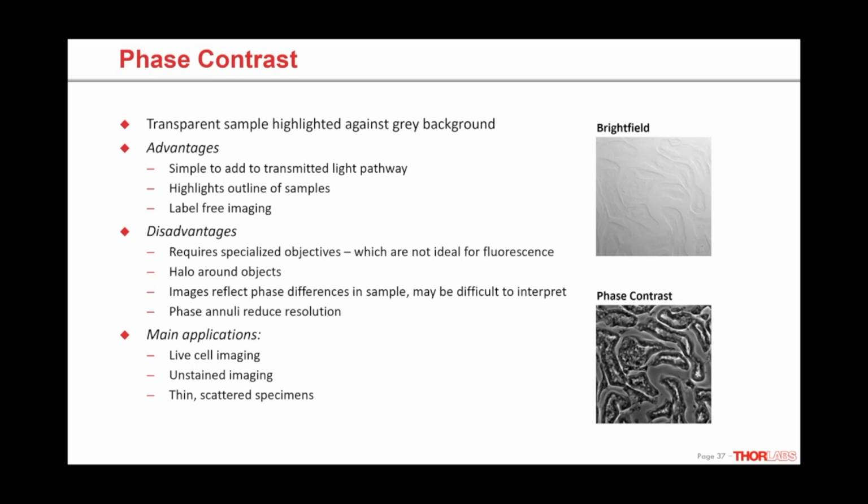In addition, this type of contrast method generates a very distinctive halo around objects. Finally, the phase annuli in the objectives do reduce the resolution of the image slightly. The main applications to phase contrast imaging include live cell imaging, especially of thin scattered specimens where the halos around the specimens do not interfere with imaging.